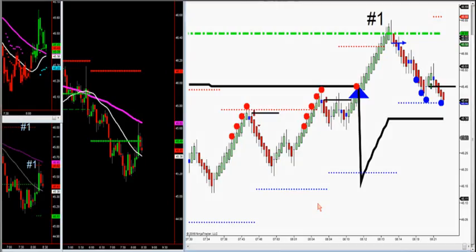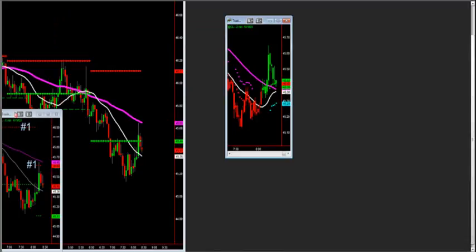Let's focus on crude oil real quick. We'll get into potential setup coming up and also what we got going on right now. Let's go over that real quick.